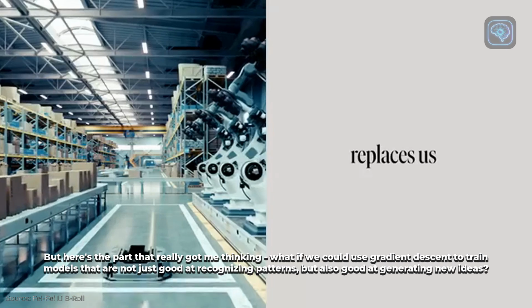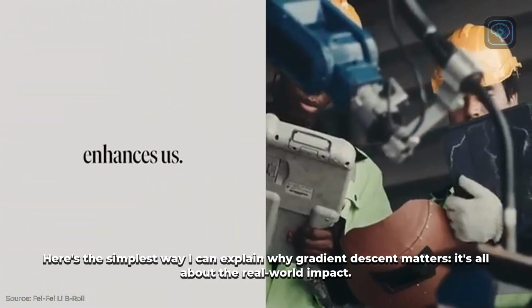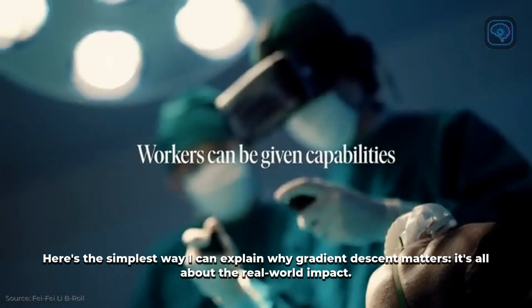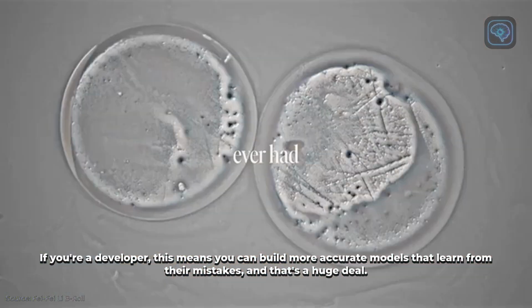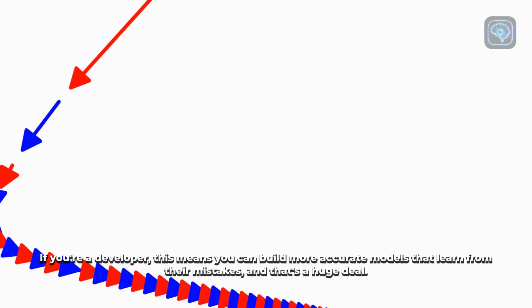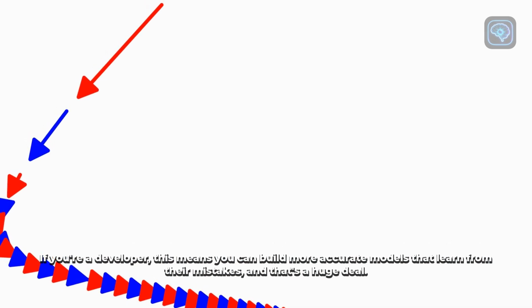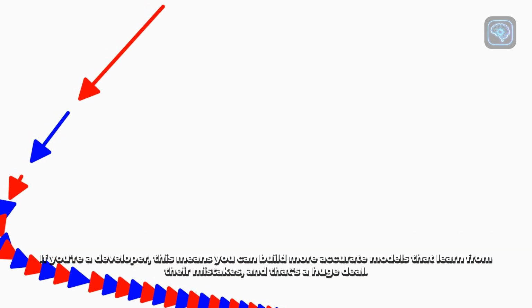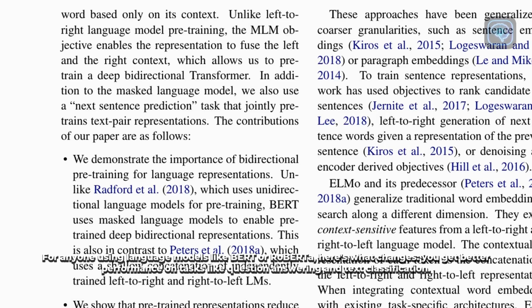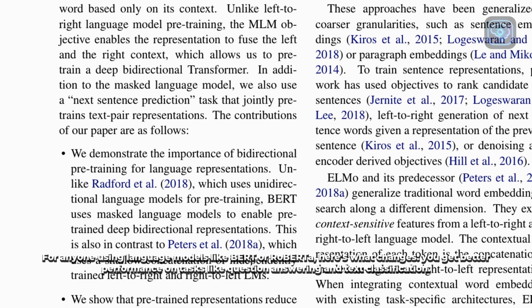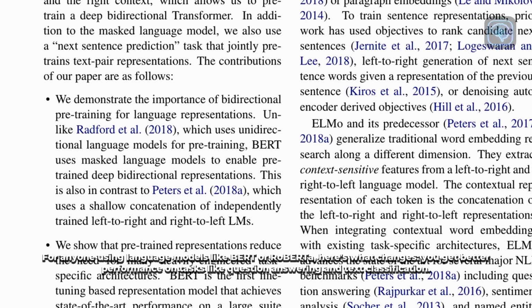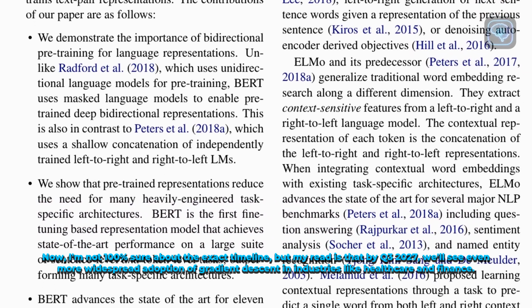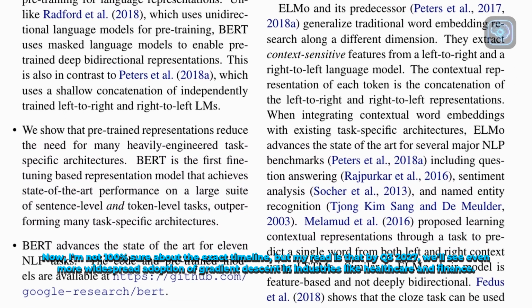If you're a developer, this means you can build more accurate models that learn from their mistakes, and that's a huge deal. For anyone using language models like BERT or RoBERTa, here's what changes. You get better performance on tasks like question answering and text classification. Now, I'm not 100% sure about the exact timeline, but my read is that by Q3 2027, we'll see even more widespread adoption of gradient descent in industries like healthcare and finance.